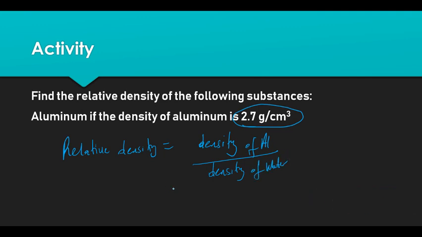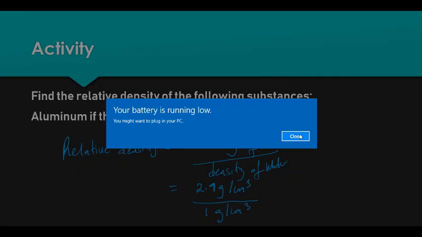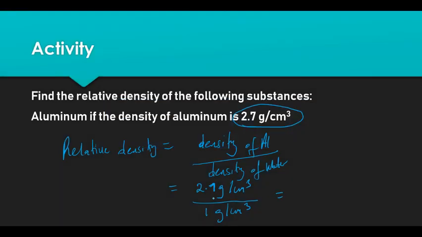Right? So we know that the density of aluminum is 2.7 grams per centimeters cube, and the density of water is 1 gram per centimeters cube. So we're given our density of aluminum in grams per centimeters cube, so we can write the density of water in grams per centimeters cube. So when we divide these, we'll get that the relative density of aluminum is 2.7, and again we have no units.